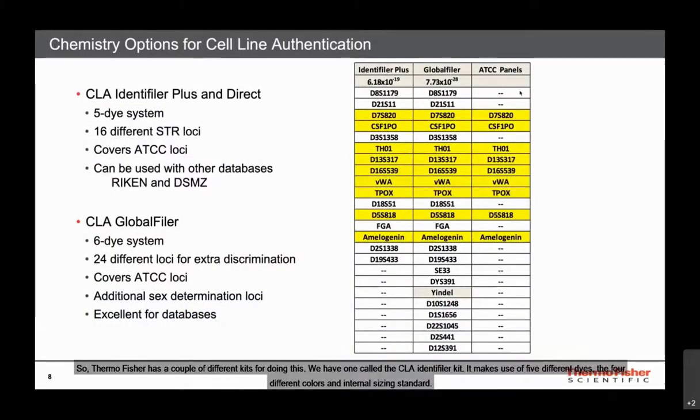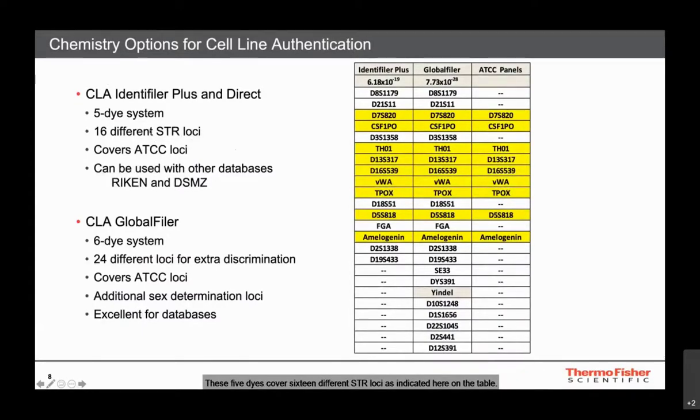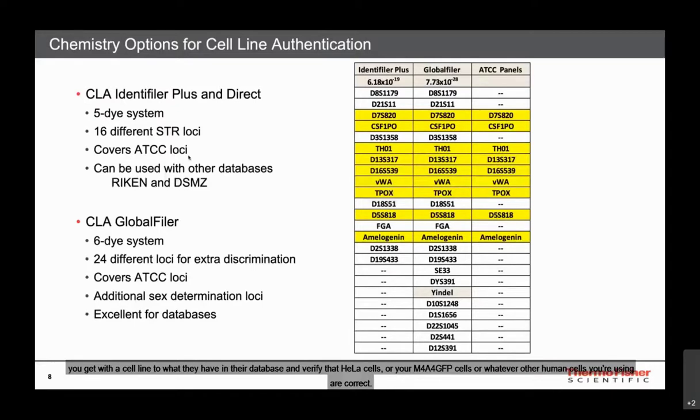So ThermoFisher has a couple of different kits for doing this. We have one called the CLA Identifier Kit. It makes use of 5 different dyes, the 4 different colors and an internal sizing standard. These 5 dyes cover 16 different STR loci, as indicated here on the table. All of these loci are covered by the ATCC. And so the ATCC database allows you to match the allele pattern you get with a cell line to what they have in their database and verify that, say, your HeLa cells or your M4A4 GFP cells or whatever other human cells you're using are correct.